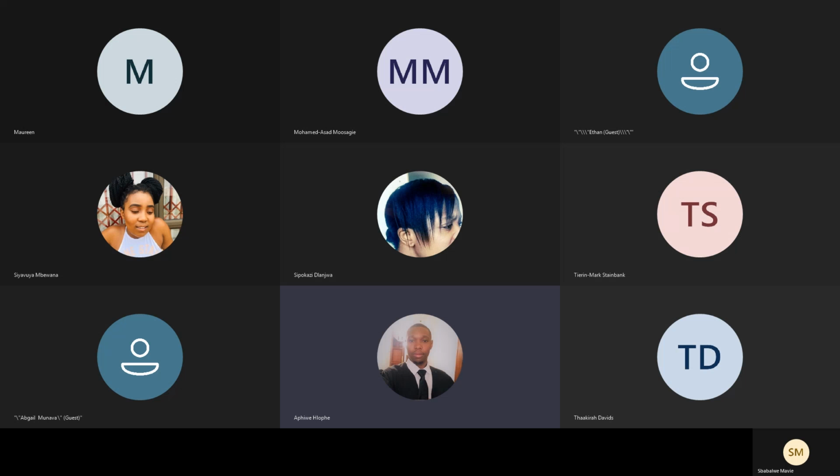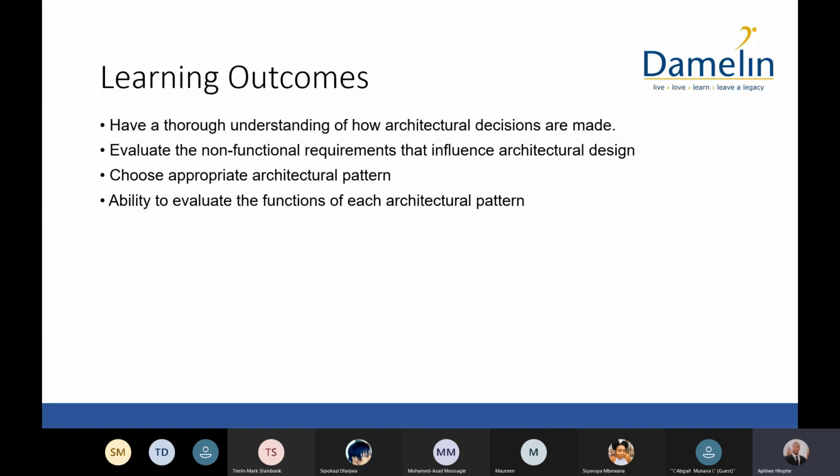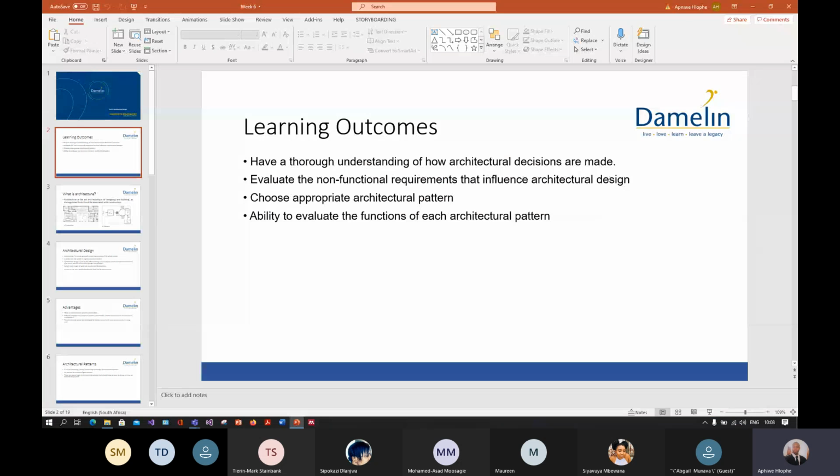Unit 6, Architectural Design. The learning outcomes in the study guide were kind of repeated, so I had to just come up with my own ones. So let me just, okay, yeah, the session is recording.